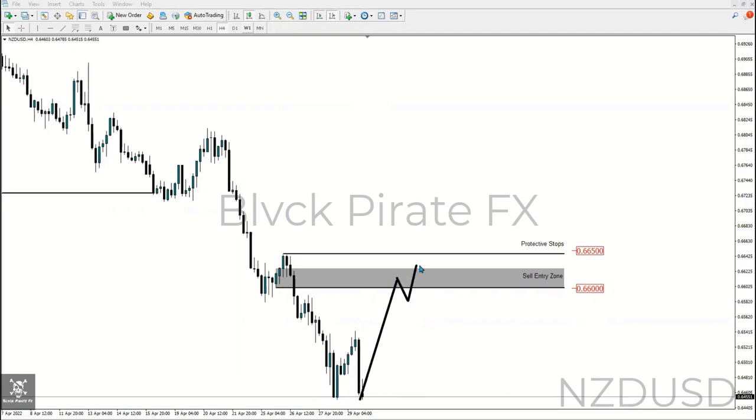Remember, in this zone, if we don't get a sell profile, we don't get into this trade. If we don't get a sell profile, we ignore everything else. So this is what I have for you guys on NZD/USD.